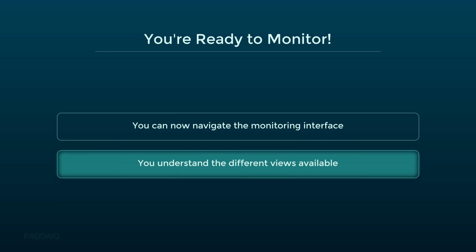You understand the different views available. This means you can switch between various displays in the monitoring tools, like a global overview or a detailed service level view. For instance, an administrator might first check the global health dashboard, then drill into a specific application's performance metrics. Mastering these views is key to effective system oversight.